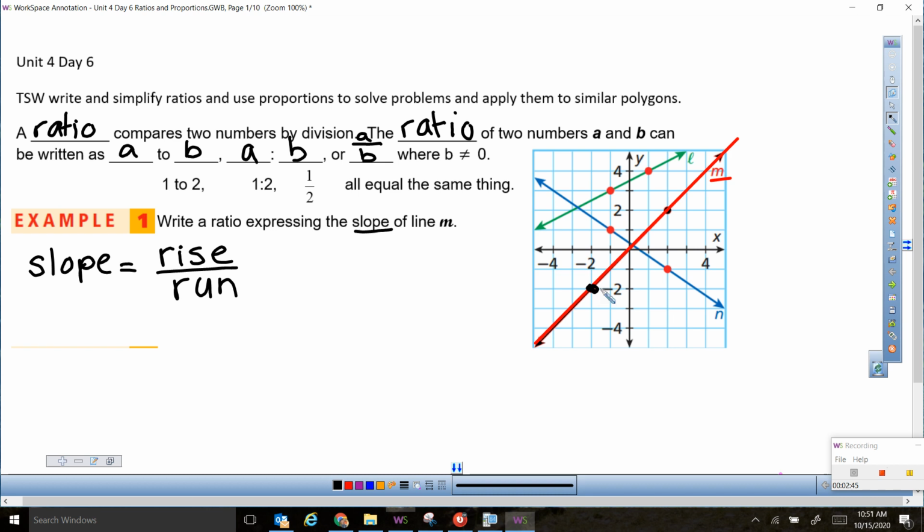So they gave me this point, and they gave me this point. So I'm going to make my right triangle, and we're going to count the rise, and we're going to count the run. So the rise is movement up or down. So how many do we go up? 4. And how many do we go over? 4. So the rise is 4. The run is 4. And slope is always in simplest form. So 4 divided by 4 is equal to 1. Easy, right? I said it's easy. It's going to be easy.